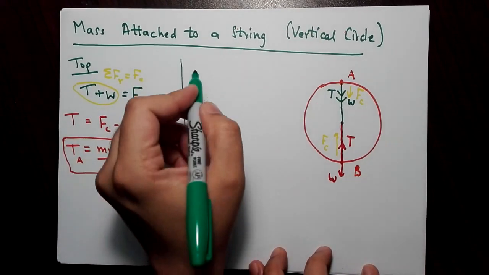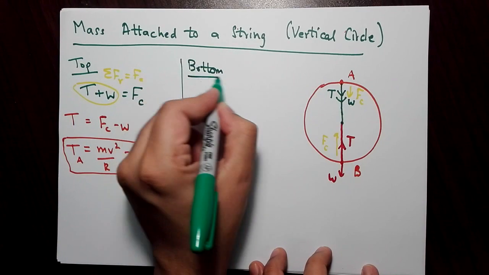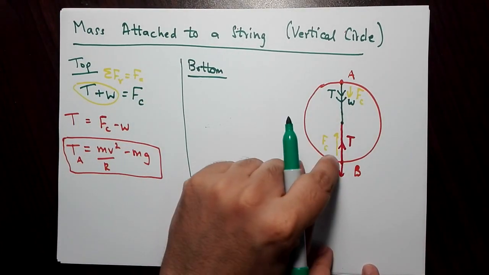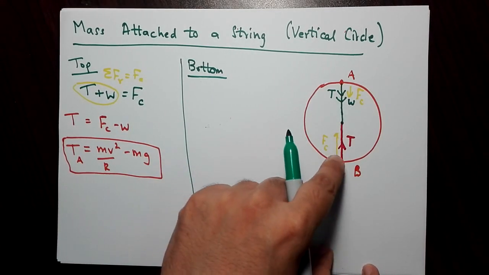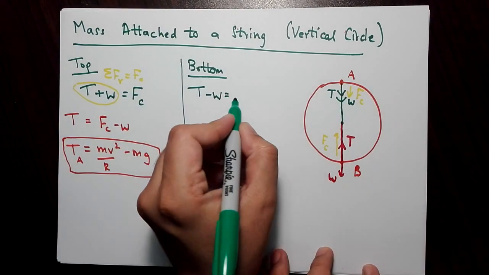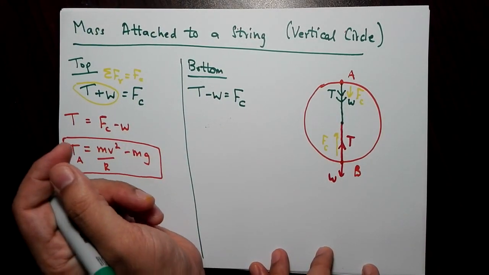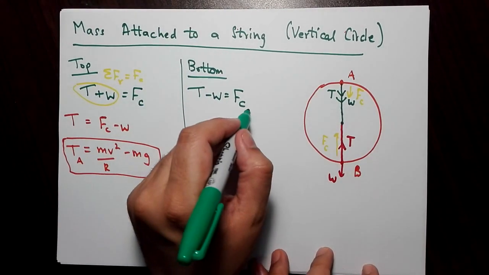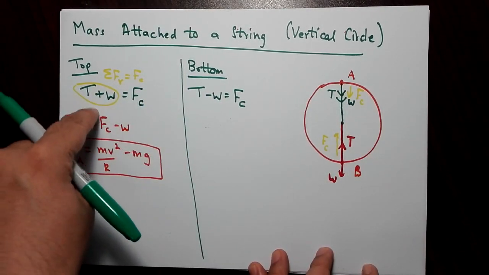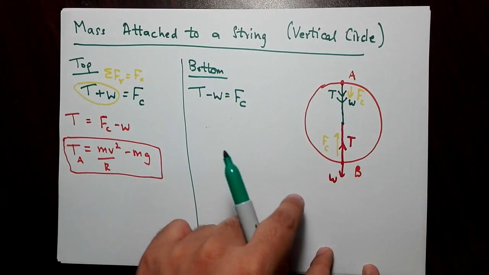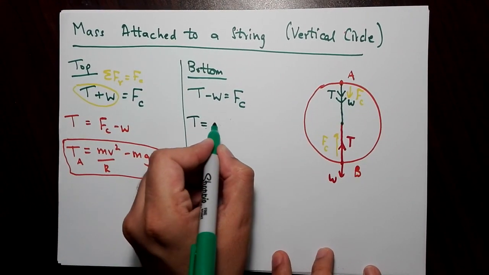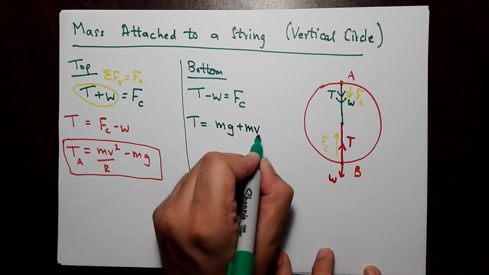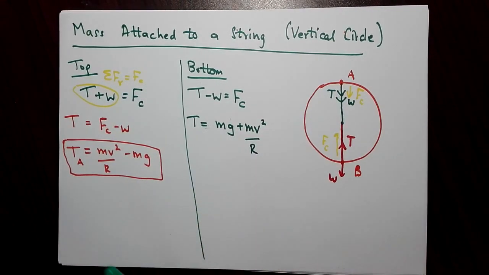Now we can look at the bottom also. At the bottom, which is our point B, the tension is upward and weight is down. So tension minus weight is equal to the centripetal force. The sum of the forces towards the center is the centripetal force. At the top it is T plus W, since they are in the same direction, and at the bottom it is T minus W. So you get tension equals mg plus mv squared over r, where r is the radius. This is our tension at point B.